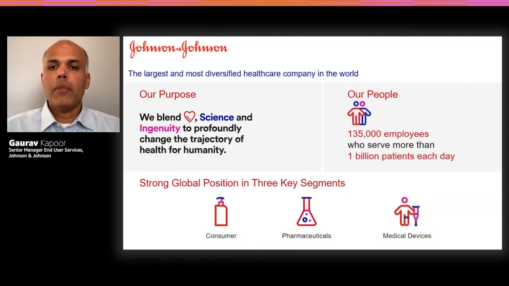Thanks, Navi. My name is Gaurav Kapoor, and I'm part of Johnson & Johnson Technology Shared Services. Happy to be able to speak to you about how Johnson & Johnson is using AppStream 2.0. To give you a little background on the company, Johnson & Johnson was founded in 1886. We have over 200 operating companies across three business sectors.